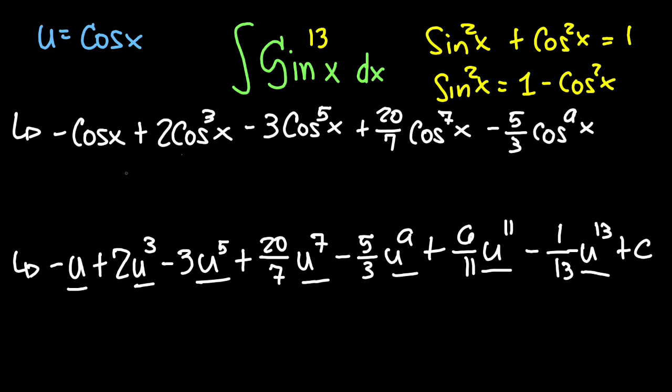And let me just continue in here. Plus 6 over 11 cosine to the power of 11 of x minus 1 over 13 cosine to the power of 13 of x plus c.